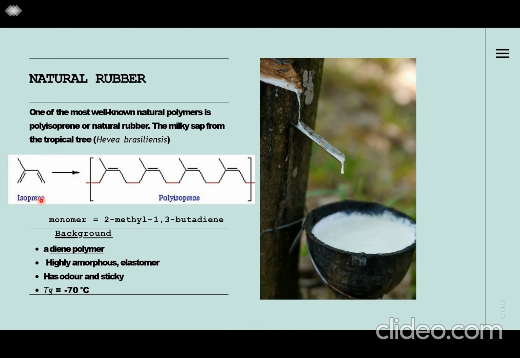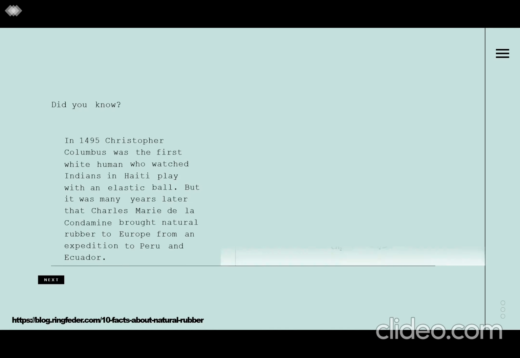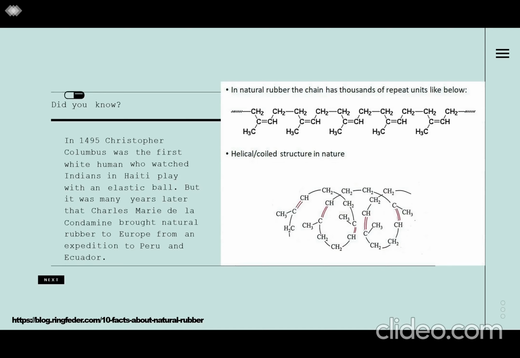It is also a highly amorphous polymer and possesses elastomeric properties. It means that it can be stretched, elastic and viscous. This natural rubber has an odor and is sticky. It exhibits a glass transition temperature around -70°C. Isoprene monomer is aligned in the polymer backbone, but in nature, it is actually helical or coiled in structure. This helical structure is responsible for its elastic behavior.